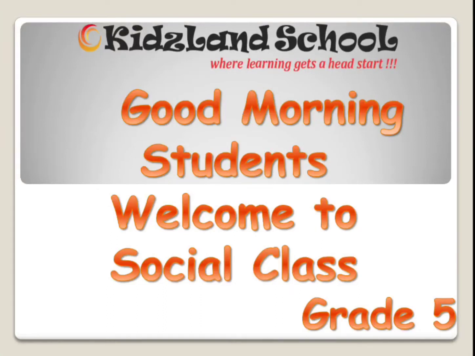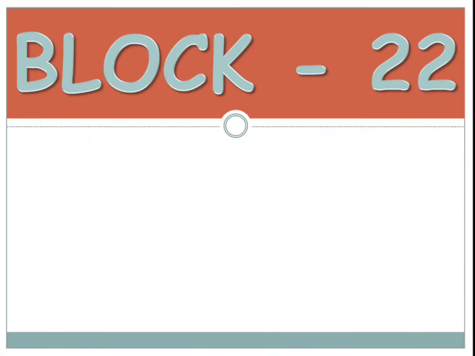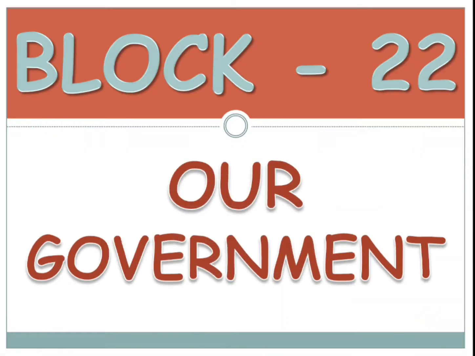So, in social, we are learning block 22, isn't it, children? Which is our government. And we have learned why we need government. Yes, and in our country, there are two levels of government, central government and state government. Why? Because we have about 28 states and 8 union territories, and one government can't rule all the states and all the union territories, isn't it, children? That's why we have state and central governments as levels of government.